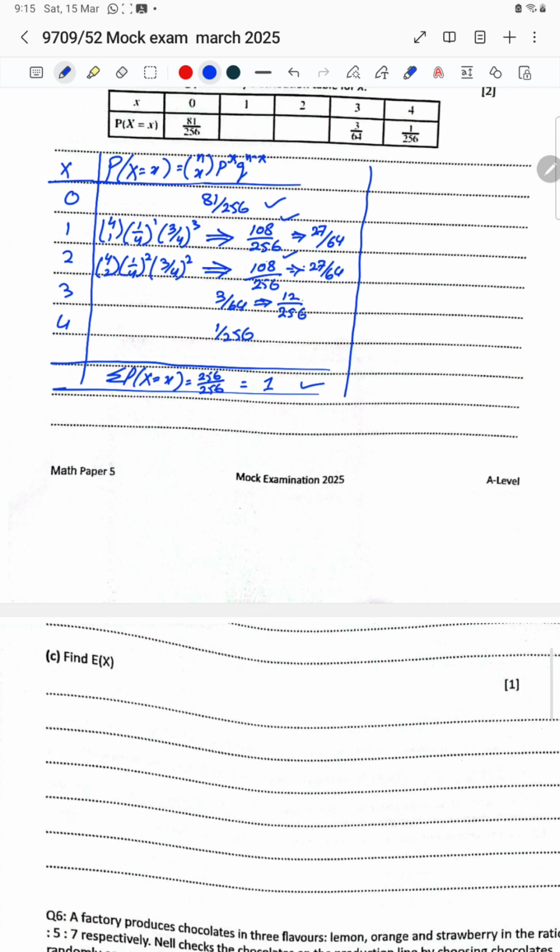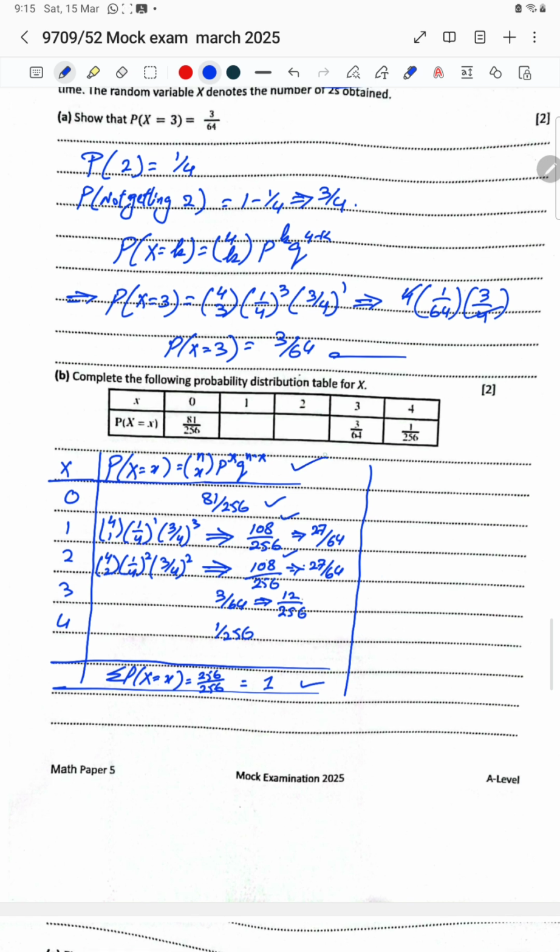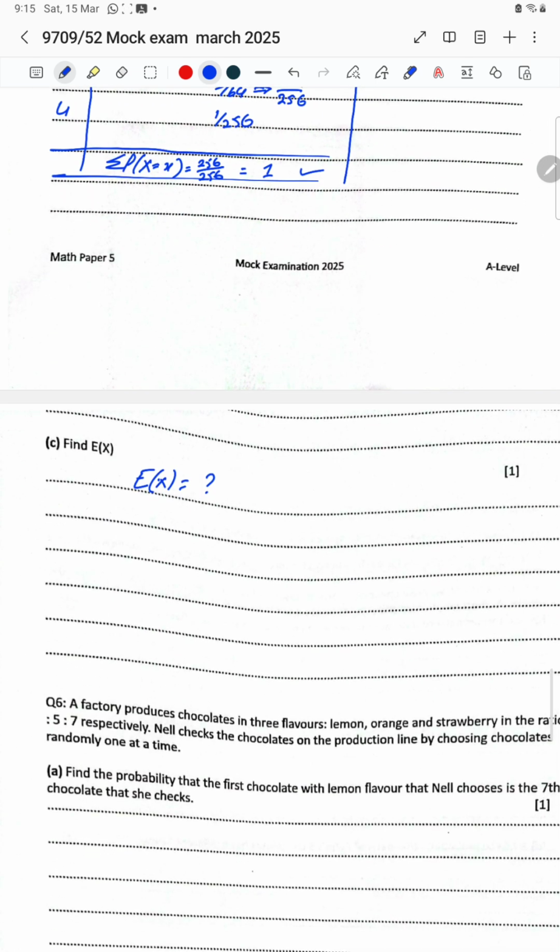And the next one is a 1 mark question: the expectation of X, that is the mean of X. We know that it seems to be a binomial discrete case. So in the binomial distribution, there is no need to go with the formula of x into p of x.